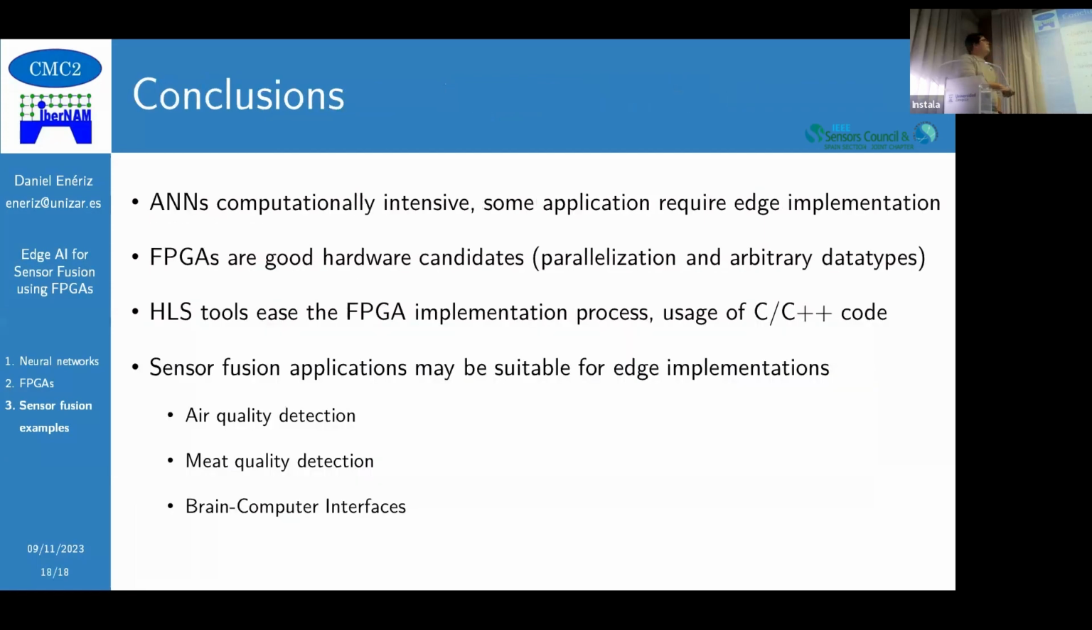So just to sum up, we have seen that some applications may require edge implementations, and for these reasons, we believe that FPGAs are good candidates for this because they have superior parallelization capabilities, and they also enable the use of arbitrary data types. And we have seen also that the HLS tools can ease this process of implementing neural networks on FPGAs because they allow us to program them from C++ code. And finally, we have exemplified this process with 3 different sensor fusion applications.